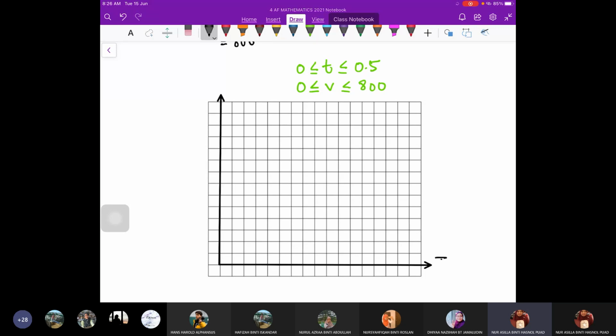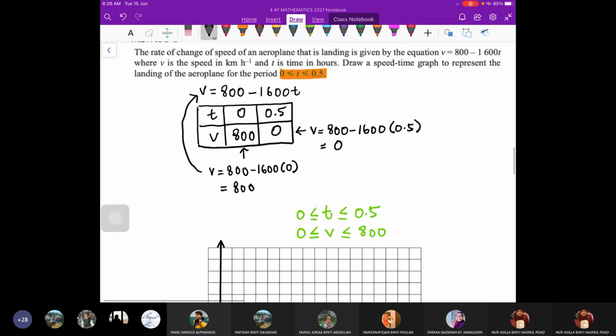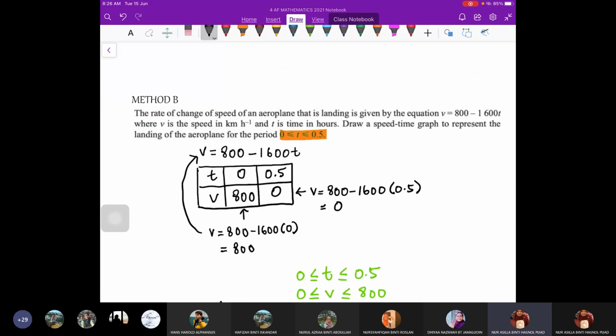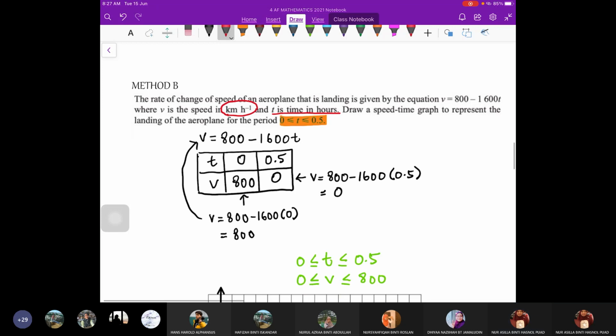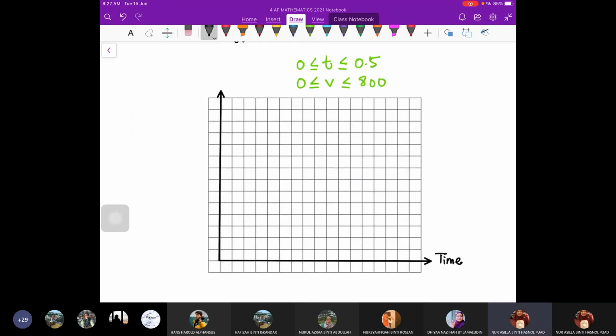Okay. Label, time. Is there a unit? What is the unit of our time? Did you notice what the unit of our time is? Hour, Miss? Yes, good. It is in hours because speed is given in kilometer per hour and time is in hours. Okay, so my time is hours and speed kilometer per hour.